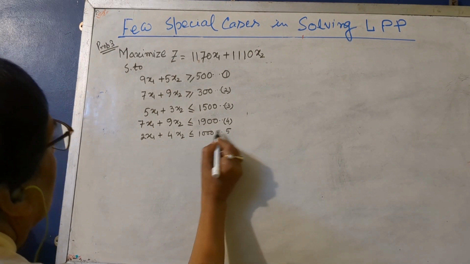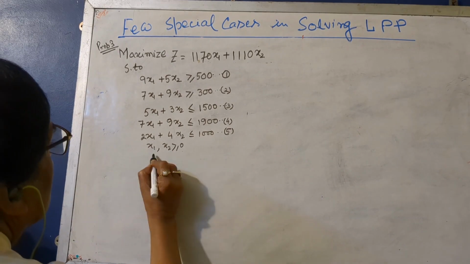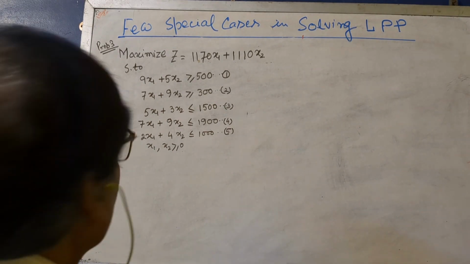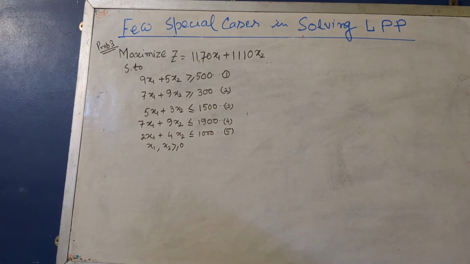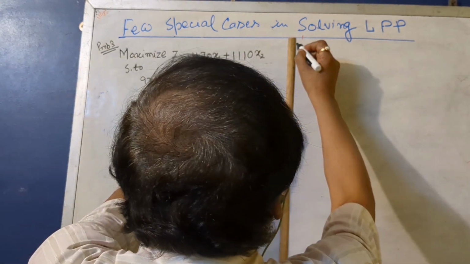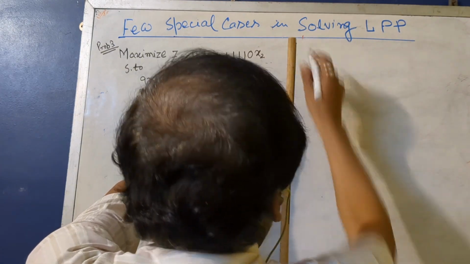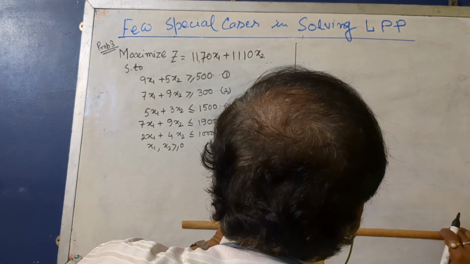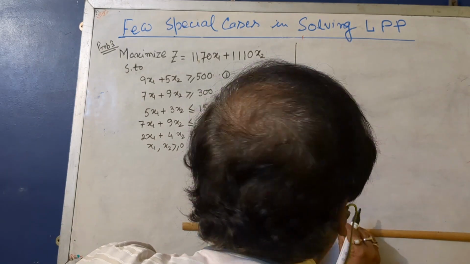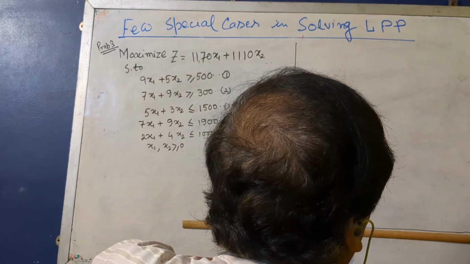This is the problem, and the non-negativity constraints on x1 and x2 must be given, otherwise you will not get any closed set. Okay, so first I am doing the graph paper. You have to draw the graph on the graph paper. I am showing all the problems through graphs, all the situations. It will be easy to understand.